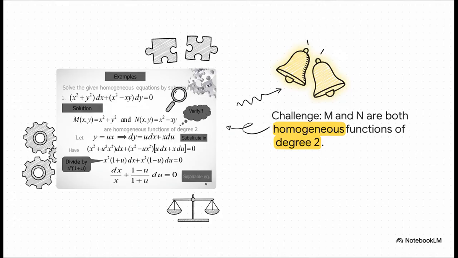The M part, that's x squared plus y squared. That's homogeneous of degree 2. Now the N part, x squared minus xy, that's also homogeneous of degree 2. Ding, ding, ding, we've got a match. This is our kind of puzzle.